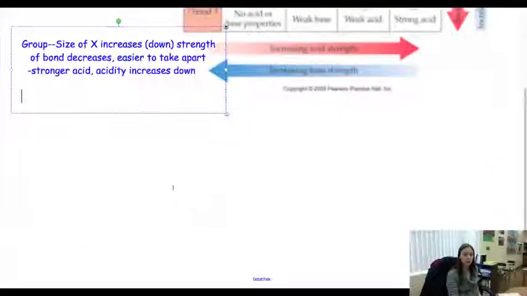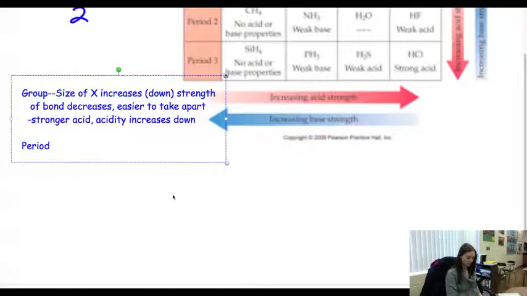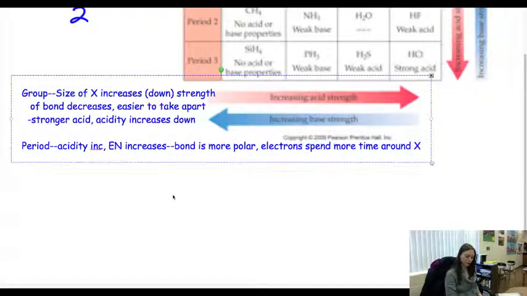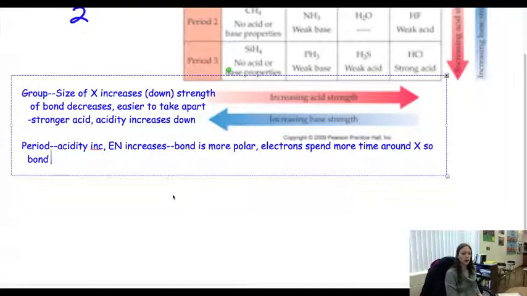We're talking about now the period trend, where we're going across. Here we're going to look at the acidity increasing as the electronegativity increases. So what we're looking at here is that my bond is more polar. The bond's more polar. The electrons spend more time around whatever is connected to the H. So again, the bond is weaker. The H basically doesn't want to be attracted to it at all and will actually leave, attach to water or attach to something else, and it's easier to break.